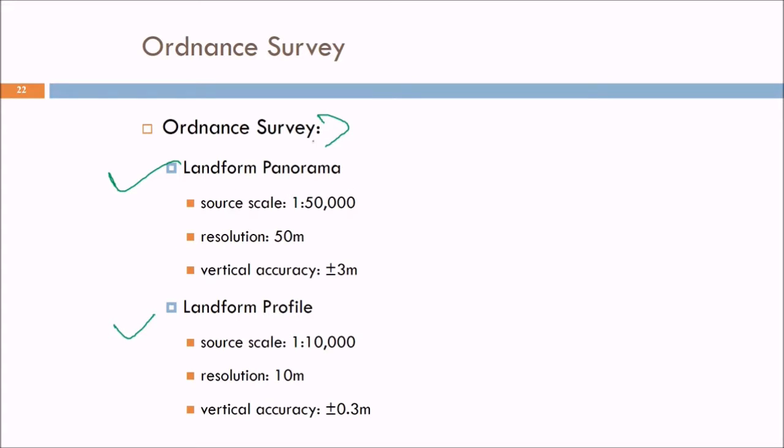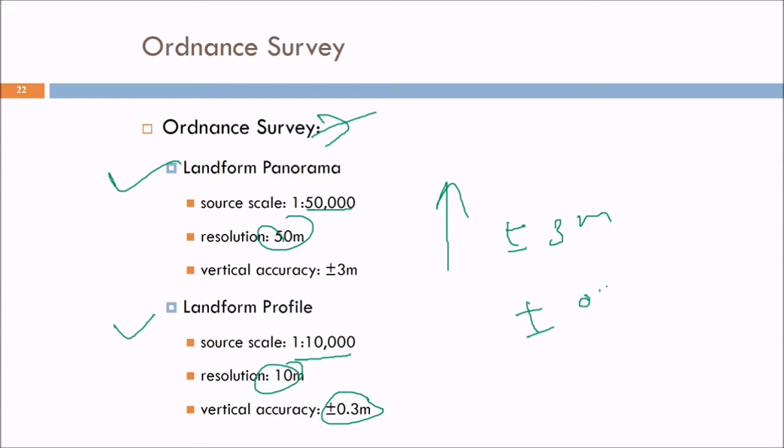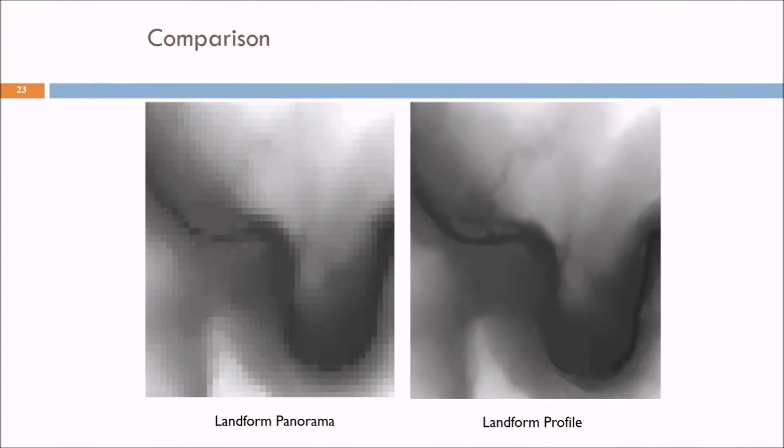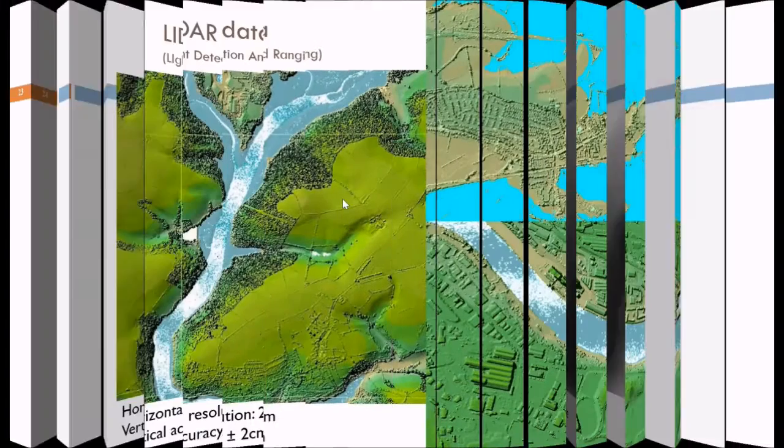So for Landform Panorama from Ordnance Survey, the source scale is 1 is to 50,000. The resolution is 50 meter, and the vertical accuracy is plus minus 3 meter. While for the source scale of 1 is to 10,000, the resolution is very good. That is 10 meter, and the vertical accuracy is also quite good. That is plus minus 0.3 meter only. In the comparison of Landform Panorama and Landform Profile, you see how clear and how much better it is.